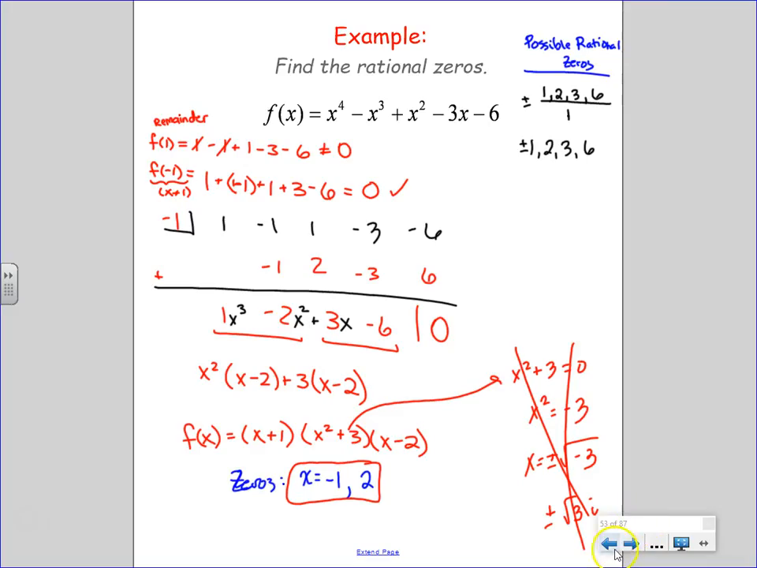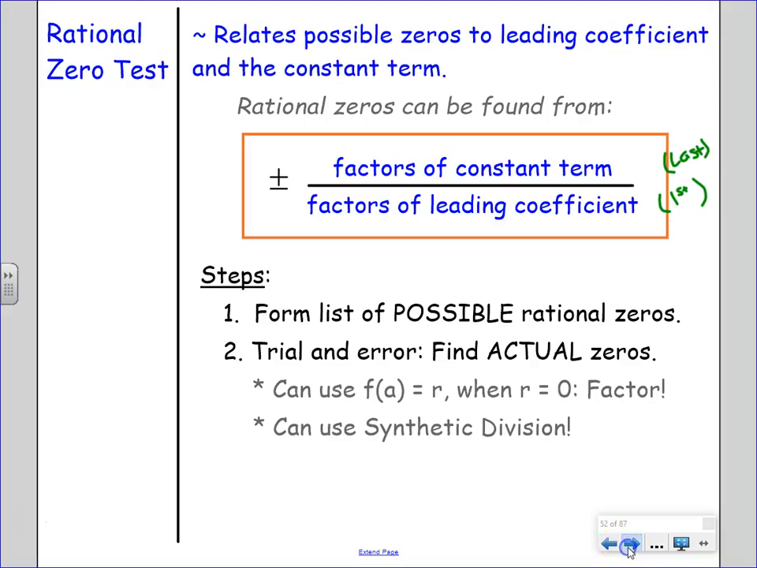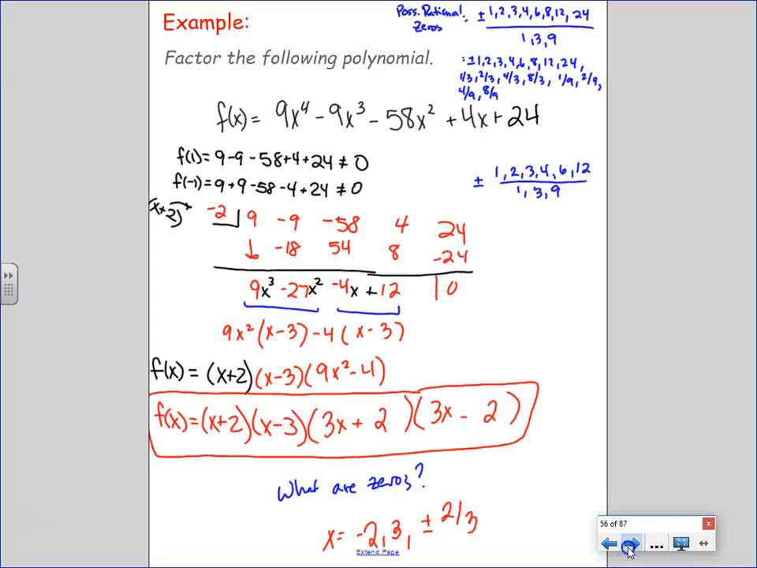I think I skipped a page. Where is he? Did I skip a page? No, I didn't. Okay.